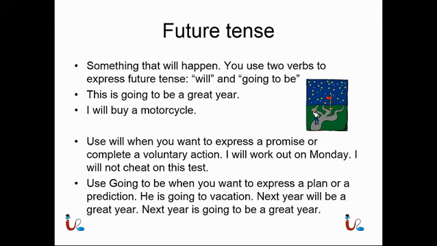Use going to be when you want to express a plan or a prediction. He is going to vacation. Where is he going to vacation? It doesn't matter. What does matter is that he is going to vacation. It is a plan. It has not happened yet. You can use will to make predictions as well. Next year will be a great year. You are predicting that next year will be a great year, but you don't know it. Next year is going to be a great year is acceptable as well. You can use both to make predictions.